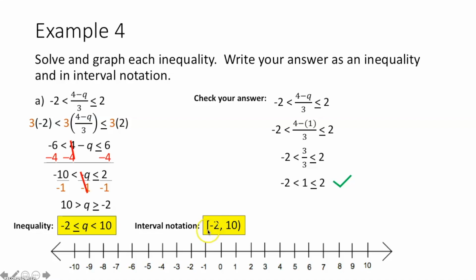So at negative 2, because there's a bracket and there's an equal sign right here, we're going to put a closed circle at negative 2. Because there's a parenthesis and no equal sign, we're going to put an open circle at 10. And since it's an and compound inequality, we just shade between those two endpoints.